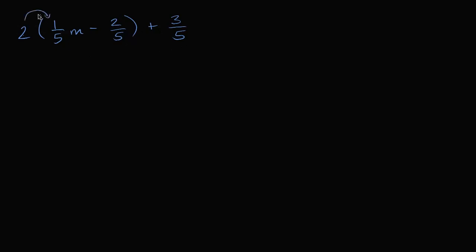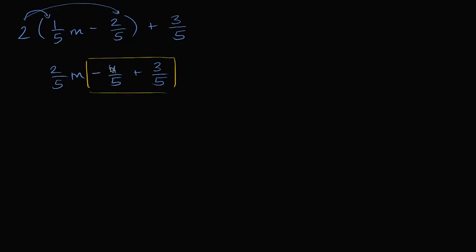So if we distribute this 2, we're going to get 2 times 1/5 m is 2/5 m. Let me make sure you see that m is right here. 2 times negative 2/5 is negative 4/5. And then I have plus 3/5. Now how can we simplify this more? Well, I have these two terms here that don't involve the variable. Those are just numbers. I can add them to each other. So I have negative 4/5 plus 3/5.